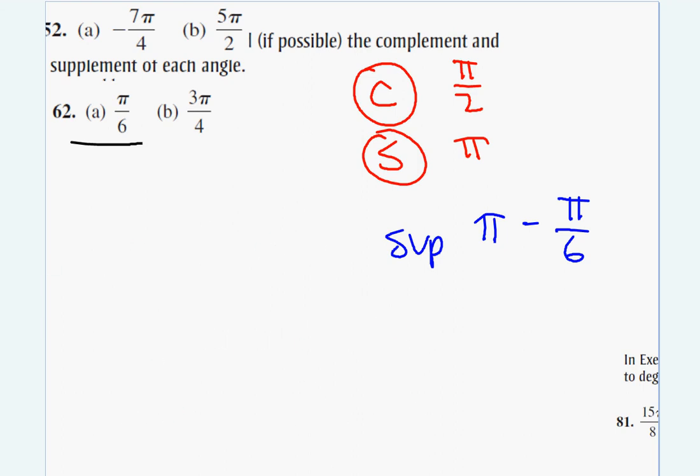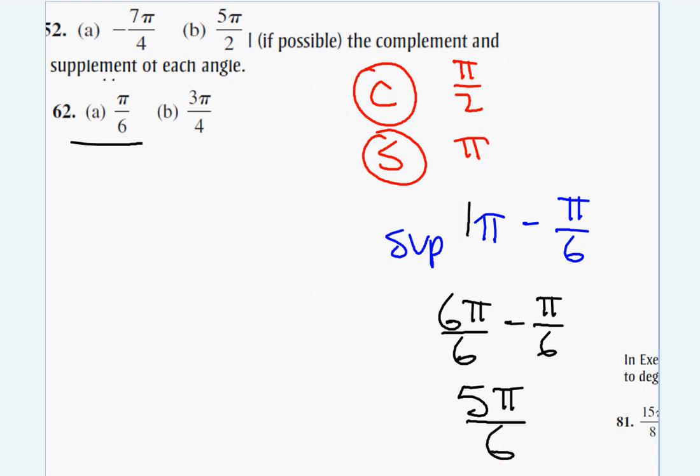Now the supplement I think is a little easier because this is a 1 pi here and we want denominator 6. So that's just going to be 6 pi over 6 minus 1 pi over 6. 6 pi minus 1 pi, that's 5 pi. 5 pi over 6 is our supplement.